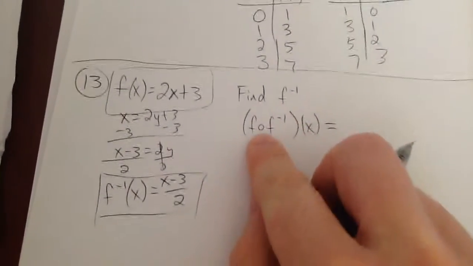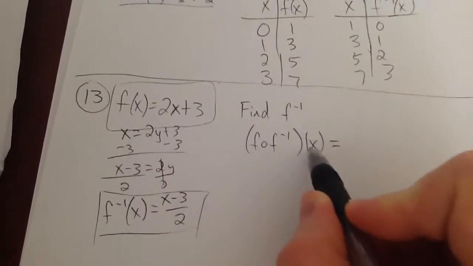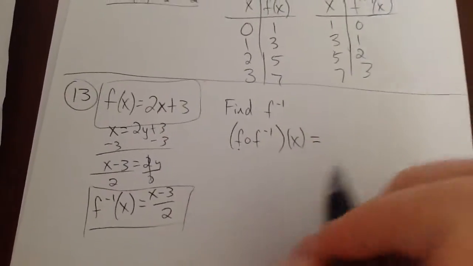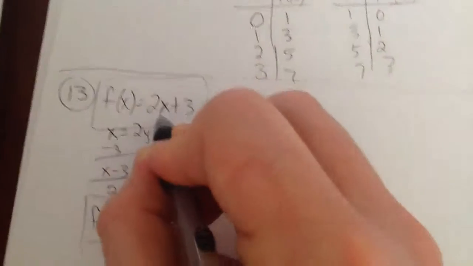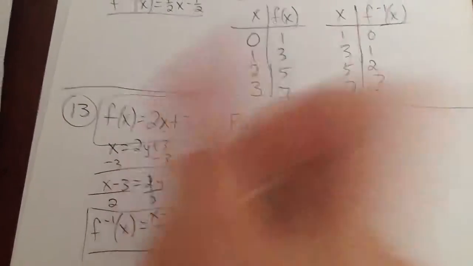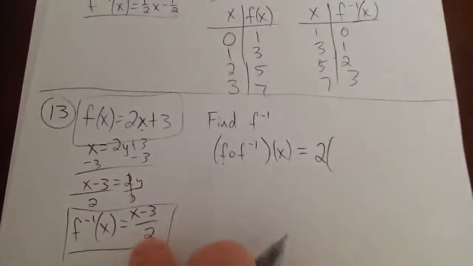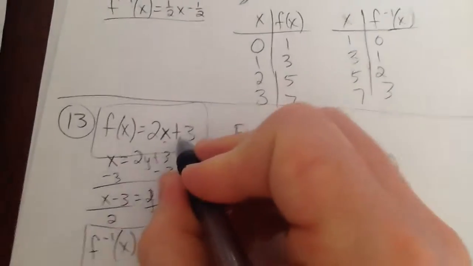Now to verify that I got the answer right, I do this. Remember this, you take the one closer to the x, so I'm going to take the inverse and plug it in for x in the original. Remember that's what that means? So I'm going to take this x minus 3 over 2 and plug it in for x right there. So I'm going to start over here, 2 times, now instead of x, I'm going to plug this in, x minus 3 over 2, and then plus 3.